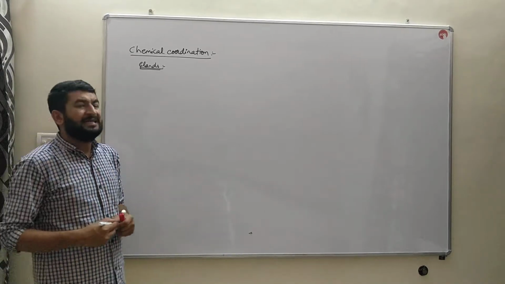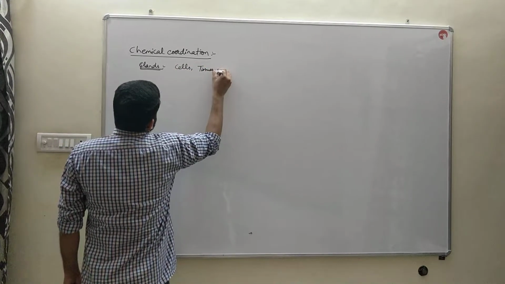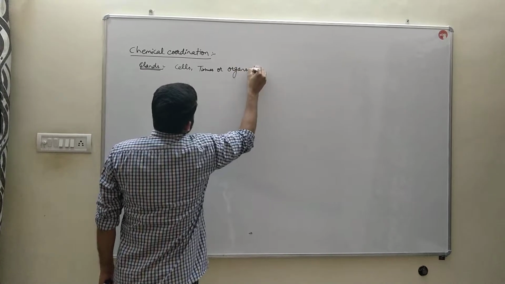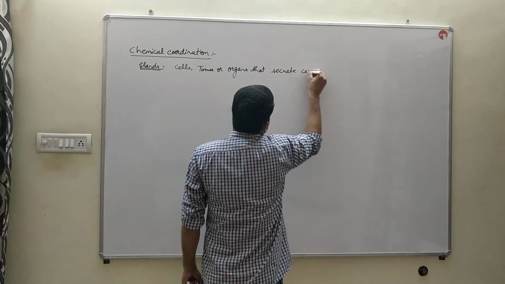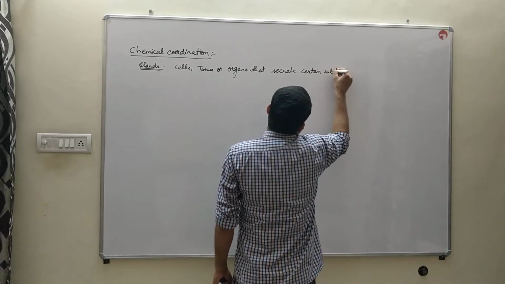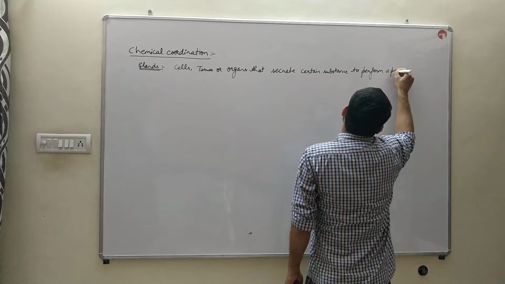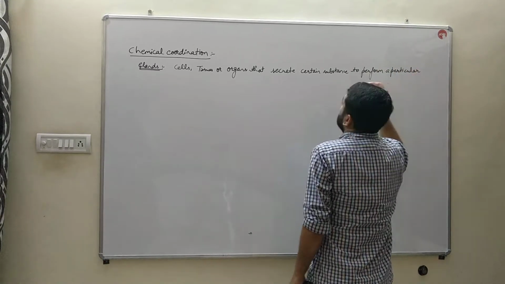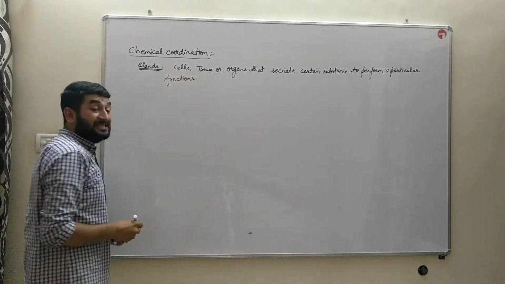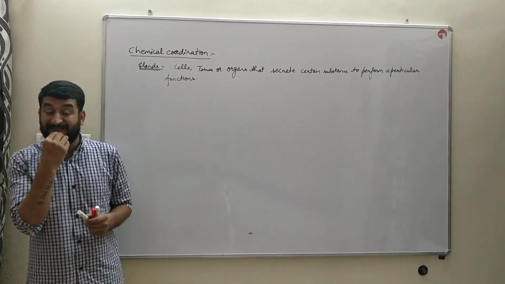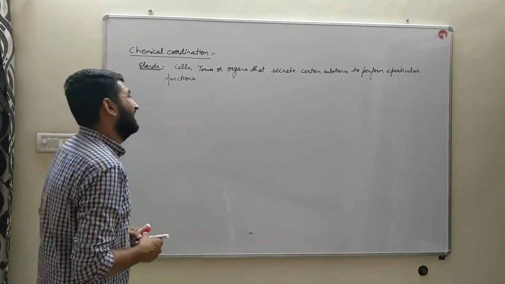Now we will discuss the glands. Glands are the cells, tissues, or organs that secrete certain chemicals or substances to perform a particular function. Those cells, organs, or tissues are known as glands. So glands are the specialized cells, tissues, or organs that secrete something for the performance of a particular function.